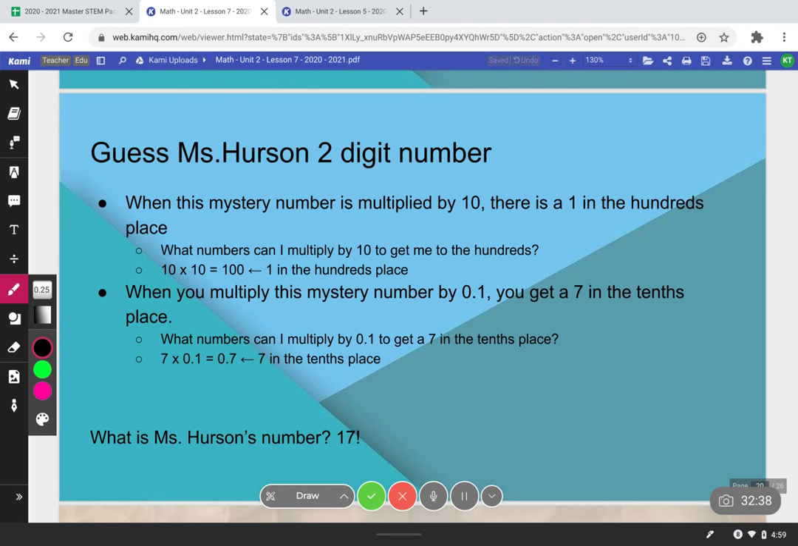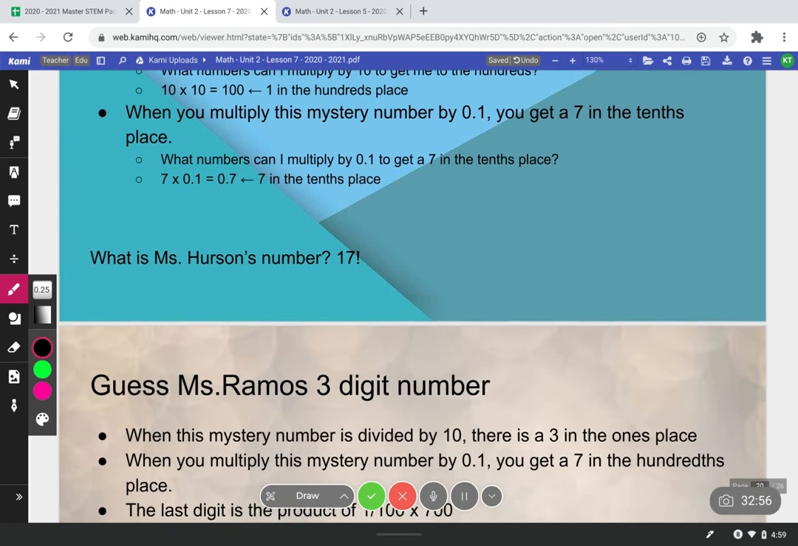What numbers can I multiply by 10 to get me to the hundreds? 10 times 10 equals 100. 1 is in the hundreds place. There we go. All right, and we did. We got 17. All right, good job, y'all. Let's go on to our next and last problem.